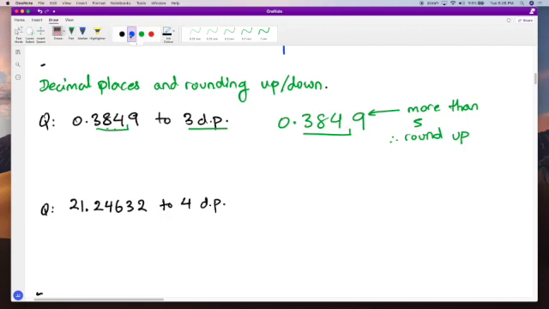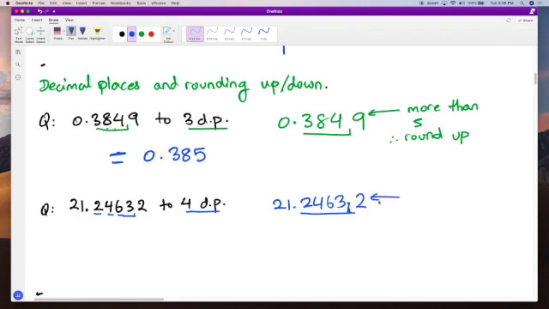So you round up. So therefore you're going to get 0.385. That's what it means to round up, right? 3 decimal places. This one here is the 4 decimal places, right? So we see it's 21.1234 decimal places, right? So 21.2463 is up to there we want, but we have to check the number after, which is 2.